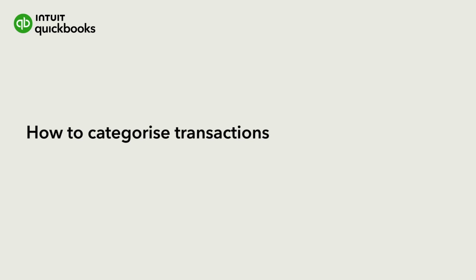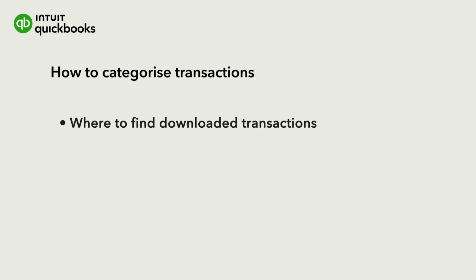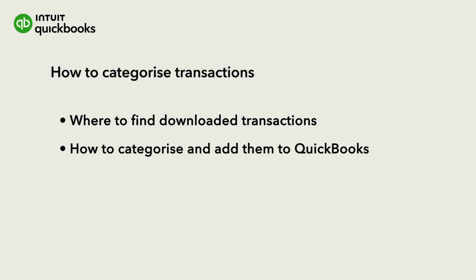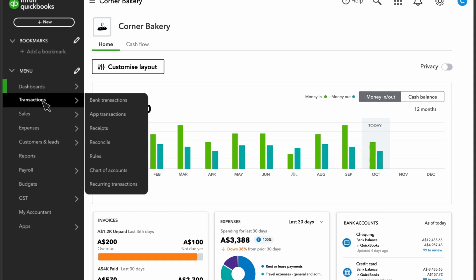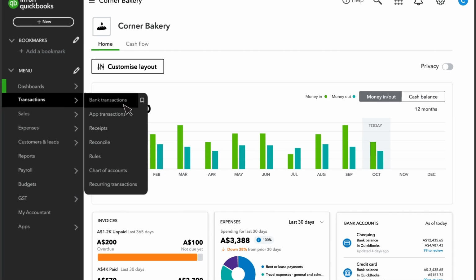Once you've connected your bank account to online banking in QuickBooks, QuickBooks downloads your recent transactions every day. Let's go over how to review the transactions downloaded from your bank and how to categorize them and confirm them so that your books are accurate. Go to Transactions and select Bank Transactions to get started.